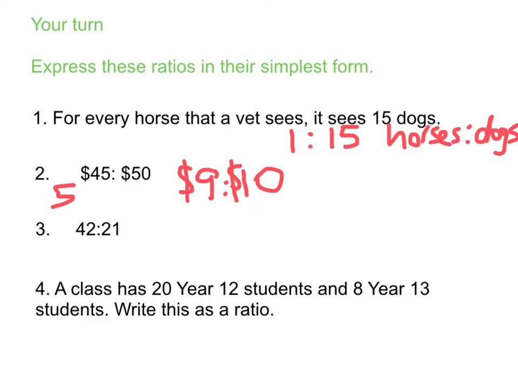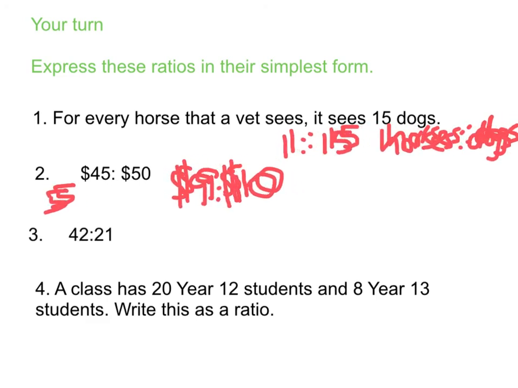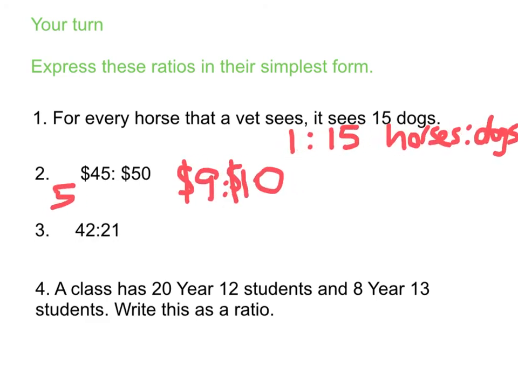If we have 42 parts of one thing for every 21 parts of the second thing, we've got a common factor in there. Now, the common factor in there is the whole 21. Okay, so here's 42 and 21. I can divide both of those sides through by 21 and I get 2 to 1.